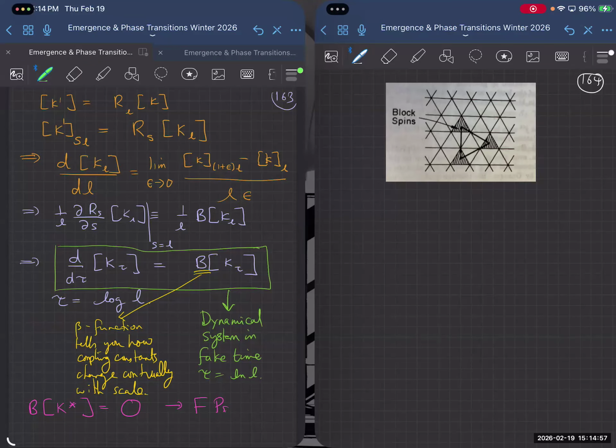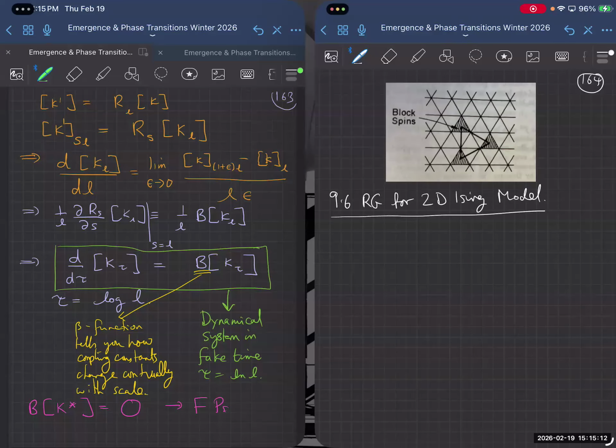So what we're going to do now is I want to do section 9.6 in my book, which is the renormalization group for the 2D Ising model. So now we're done with all the abstract theory. Okay, so now I'm going to show you how we can really do this calculation in practice. So what is our goal? Our goal is to do what's called a real space RG on the Ising model, and I'm going to do it on a triangular lattice.